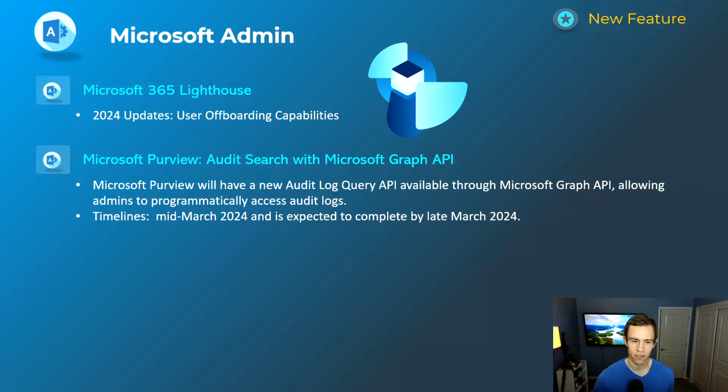And then the last one here is Microsoft Purview. This is for those of us who leverage a lot of automation, but they're extending audit search into the Graph API as well. And I think this will be really cool to see from a security perspective, because you can now query the logs within the API itself and get that data back. So we might see some application use out of that. Timelines for that one's mid-March, be complete by late March.